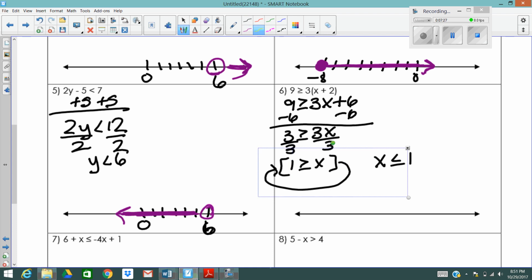And let's just double check. Miss Pac-Man's eating the 1, and when I flipped it, Miss Pac-Man's still eating the 1. So we're good. So 0, 1, filled in circle because x is less than or equal to 1, and everything to the left.